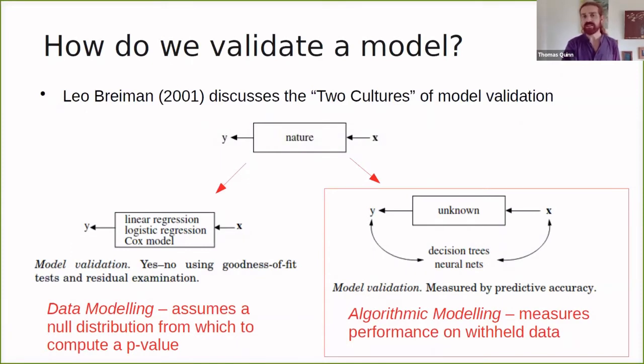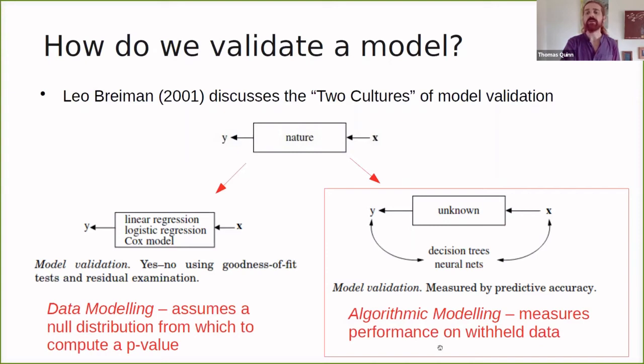Well, Leo Breiman discusses the two cultures of model validation. We have this schematic here where X is a feature that goes into this black box of nature to produce a Y, and we're trying to model that natural process. In the data modeling culture, which is the one that most biologists are probably more familiar with and generally trained in, we fit some sort of model and we assume some kind of null distribution for how Y is generated according to that model, and we use that to compute a p-value.